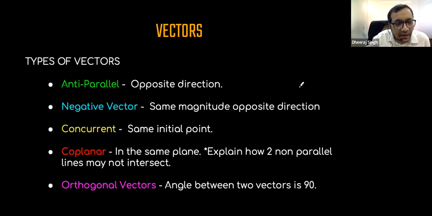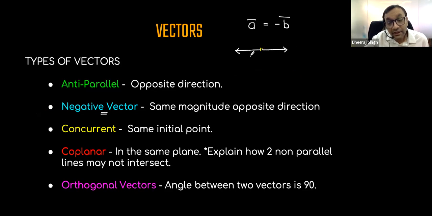Somebody is asking why both negative and anti-parallel, they mean the same, right? No. When I say A is equal to negative of B, what does it imply? It implies that vector A is this way and vector B is that way, and not only about the directions, their magnitudes are also equal. Got it, Pratik? Anti-parallel just means one is in the opposite direction.